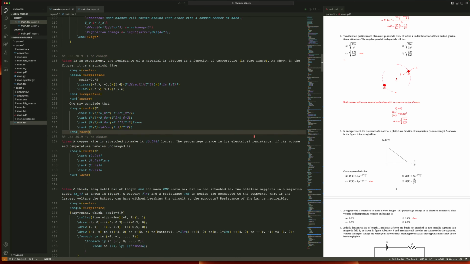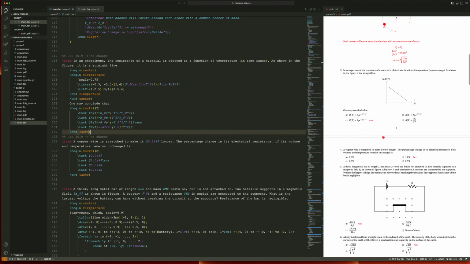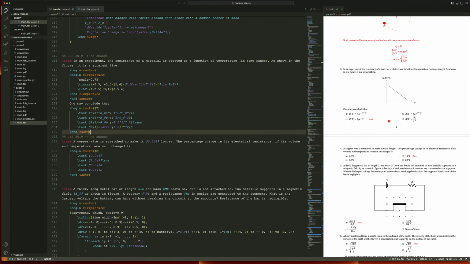Let's move on to problem number 3. Problem 3 is quite easy, but you have to assume a linear equation. As you can see, in an experiment, the resistance of a material is plotted as a function of temperature, and as shown in the figure, it is a straight line. This is log of R(T), R is a function of temperature, against 1 upon T square. So we can get a linear relation between these two, and then we can integrate with the proper limit.